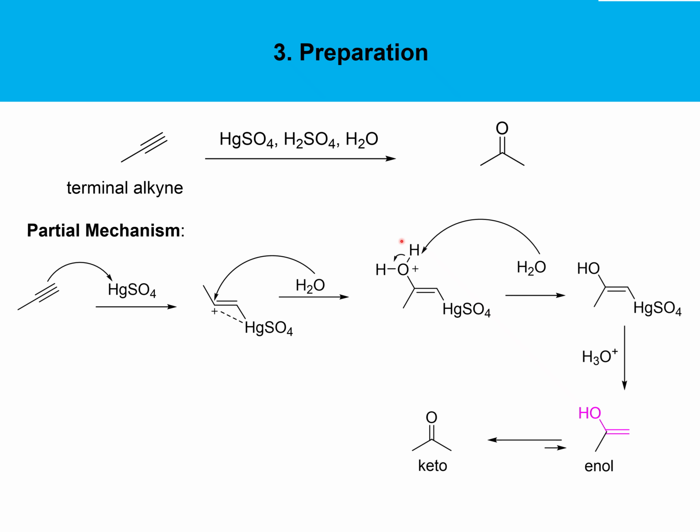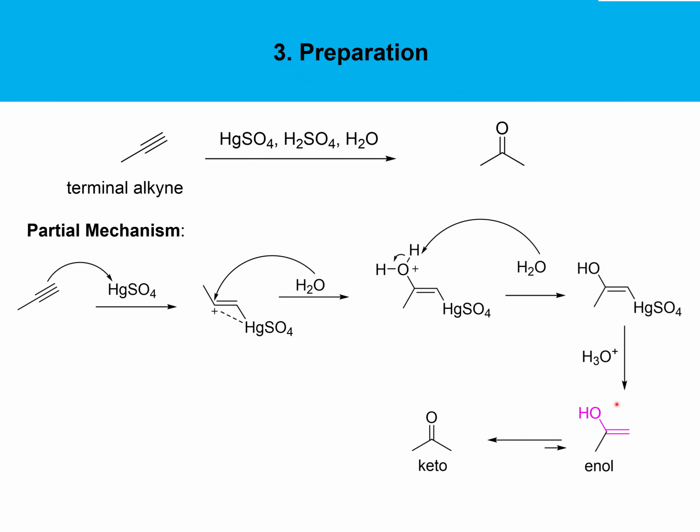We will then remove one of the hydrogens on this water molecule that just added, using another water molecule or some other base in the reaction. It will pick up that proton, and the electrons from the bond between oxygen and hydrogen go into this oxygen to get rid of the positive charge. So we now have an alcohol bound to this double bond. Then sulfuric acid and water will convert mercury sulfate into a hydrogen through a mechanism we're not going to go into. And then we finally get to this last intermediate, which we call an enol.